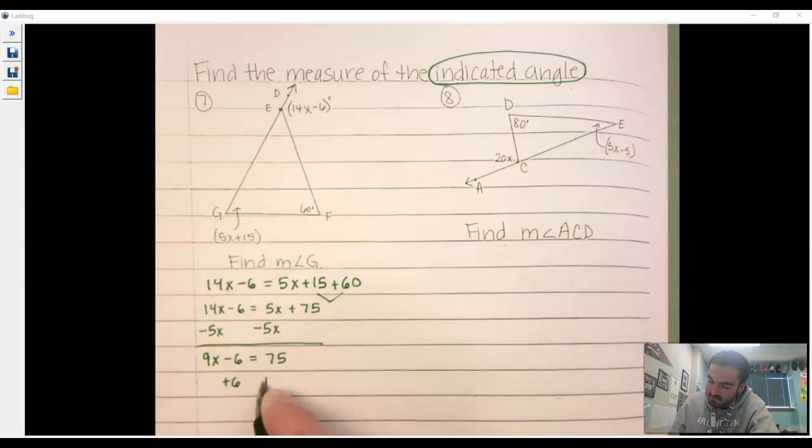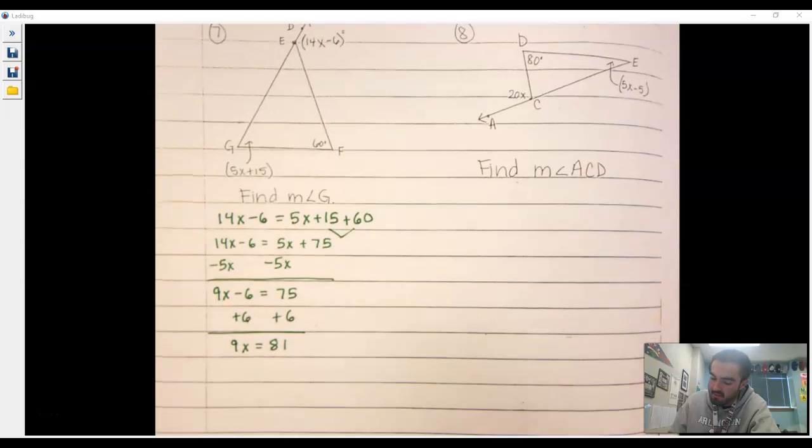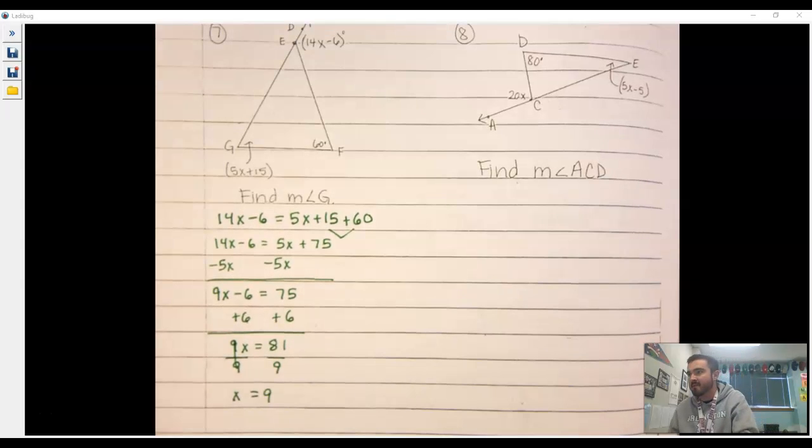Add 6 to both sides. I'm going to get 9x equals 81. And then I would divide by 9, and I would get x equals 9. But guys, we're not done.